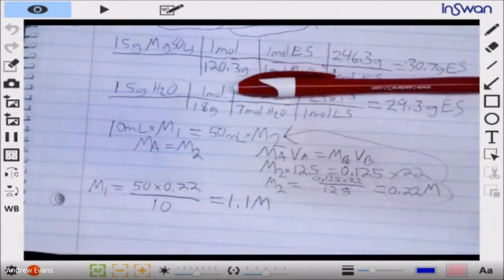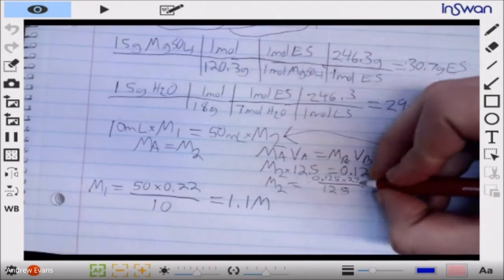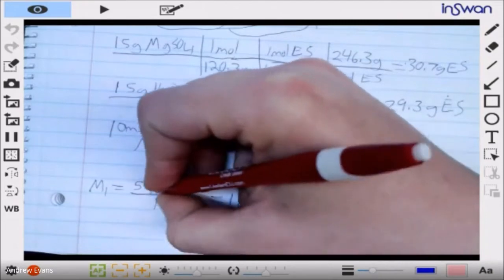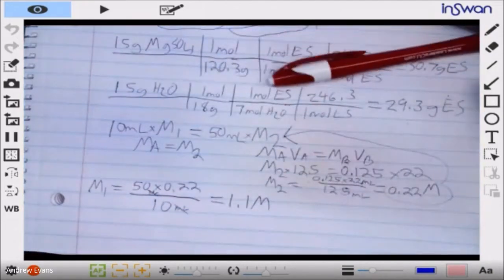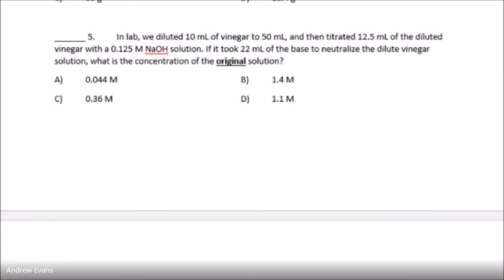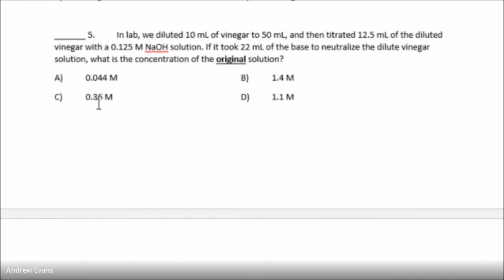Now I know I'm giving you these volumes in milliliters, but as long as they're both in milliliters, it does not matter. Milliliters cancels milliliters. Liters cancels liters. As long as they're both in the same units, they cancel out, you're just fine. So correct answer is 1.1. I gave them a benefit there that I didn't put 0.22 as an answer, so they wouldn't then totally spaz out on that.